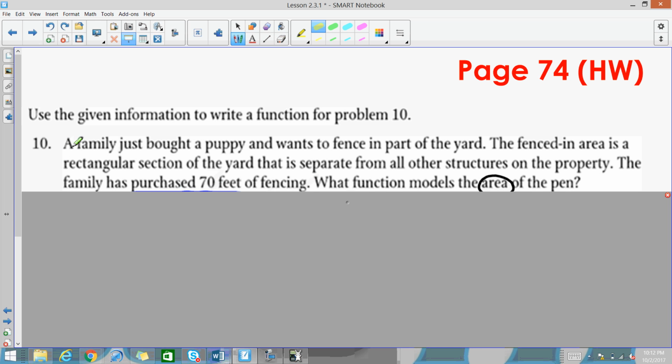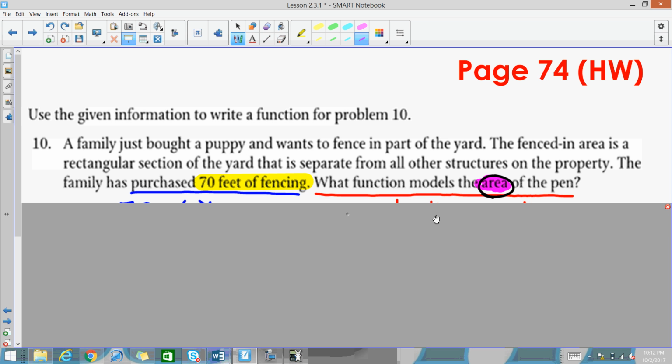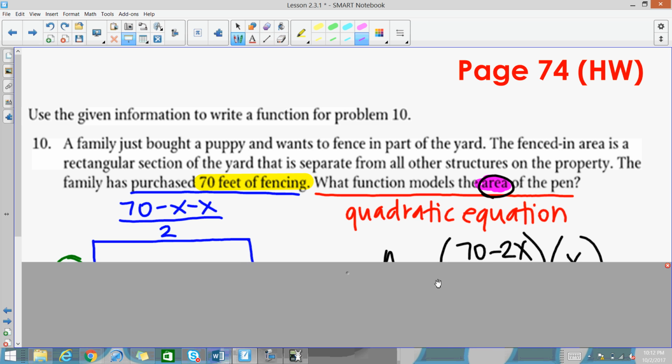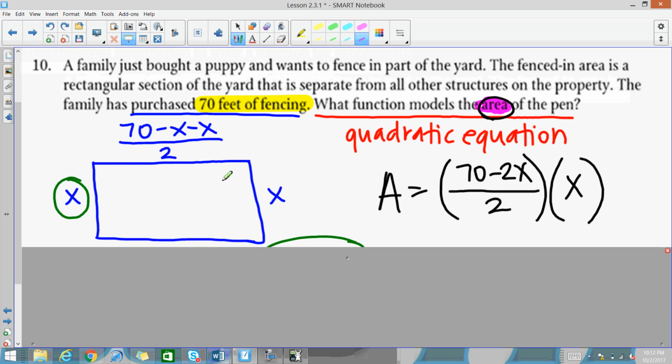So here we go. A family just bought a puppy and wants to fence in part of the yard. The fenced-in area is a rectangular section of the yard that's separate from all other structures of the property. The family purchased 70 feet of fencing. What function models the area of the pen? So we want to get the area of the pen, which means we need a length times a width. So, ready? Here we go.